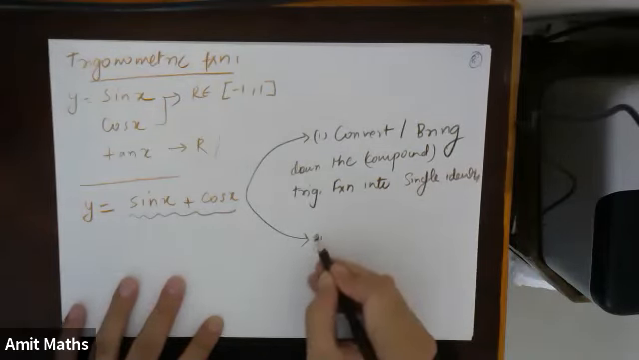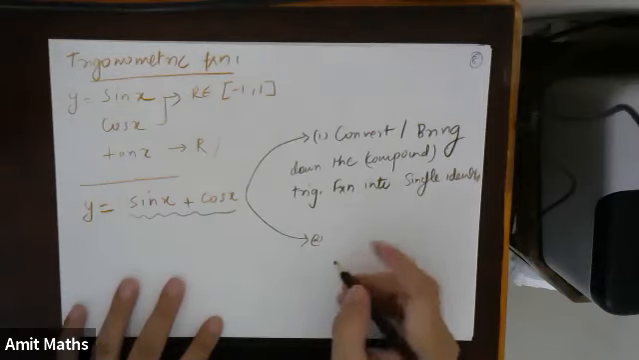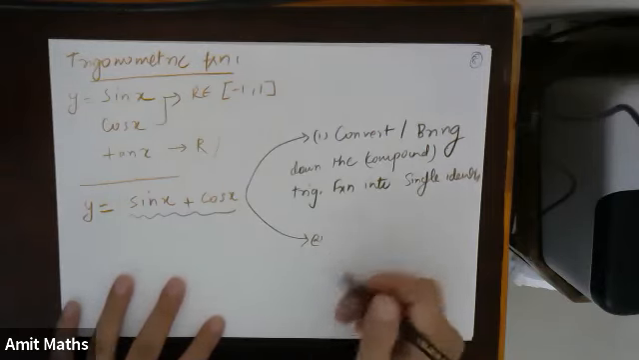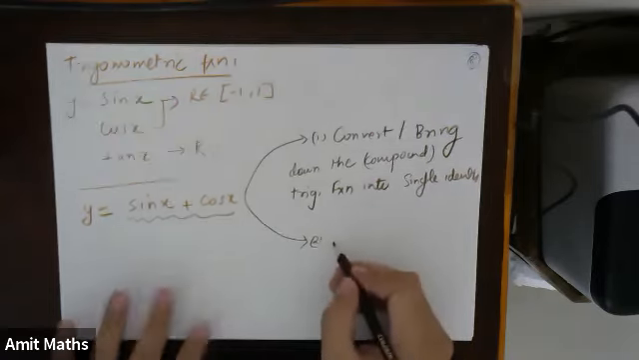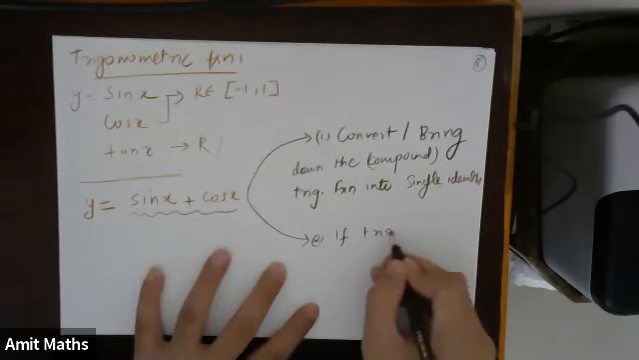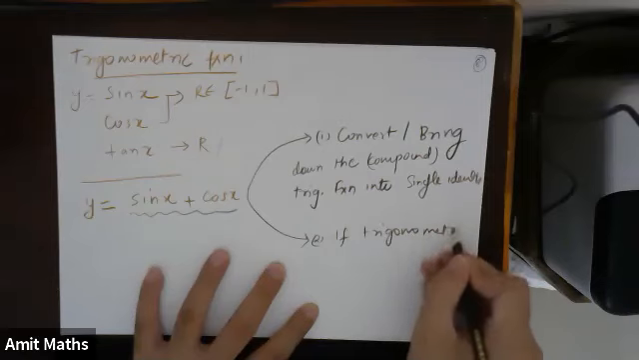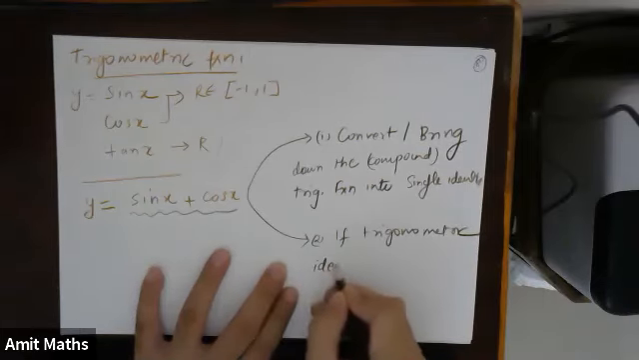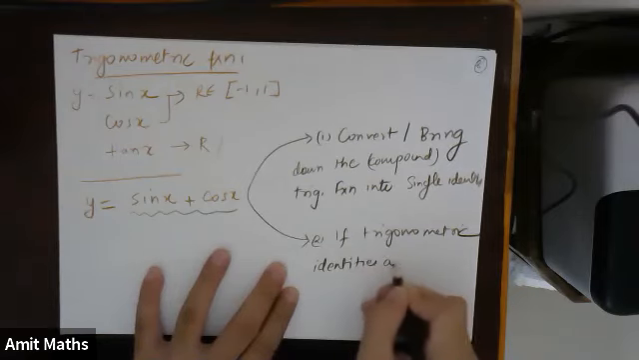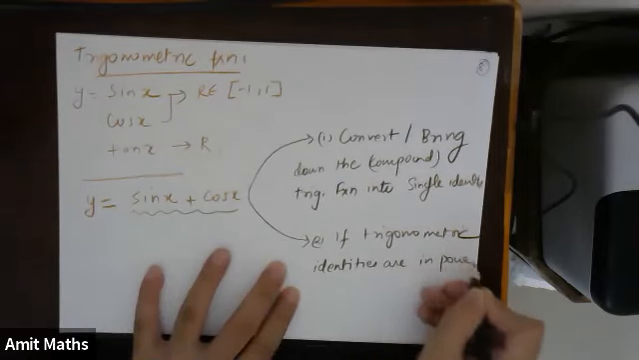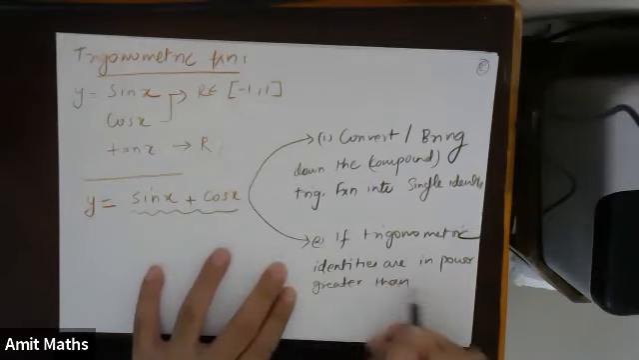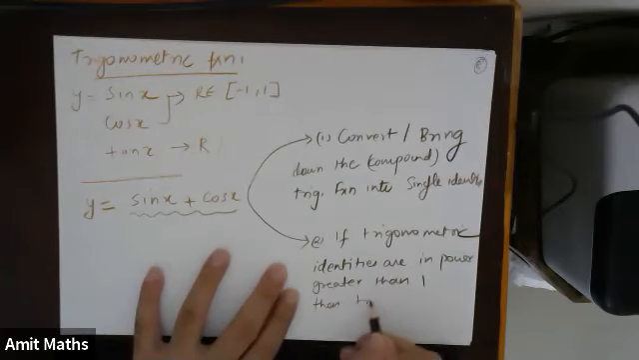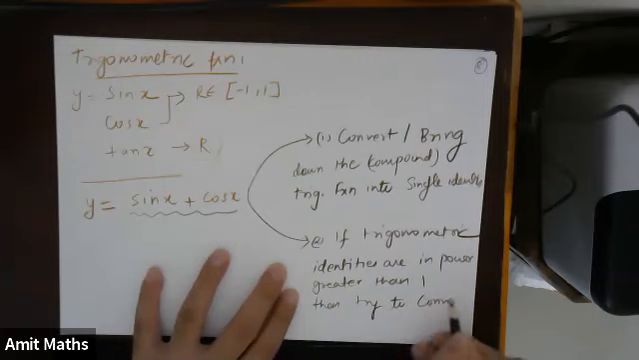And the second kind of trigonometric function is where they give you a square or quadratic expression, that means sine square x or cos square x or powers. So the second part is, if trigonometric identities are in power greater than 1, then try to convert into a perfect square.